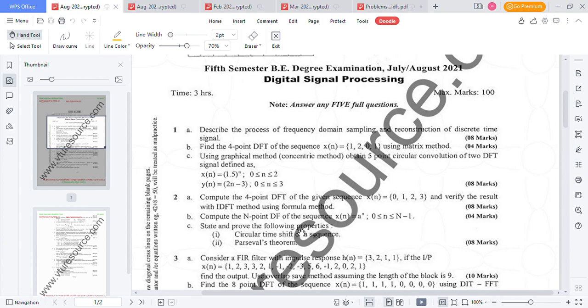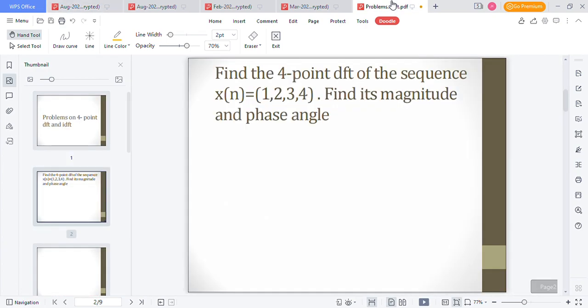Yes. And now here this is the 4-point DFT of the given sequence x of n is equal to 0 1 2 3, and verify the result with the IDFT method using the formula method. So this is the formula method. This question we have already done with respect to the matrix method. Now we are going to see through the formula method. So if I do it with the formula method, I have the formula, that is the sum from n equal to 0 to N minus 1. The formula I am writing.